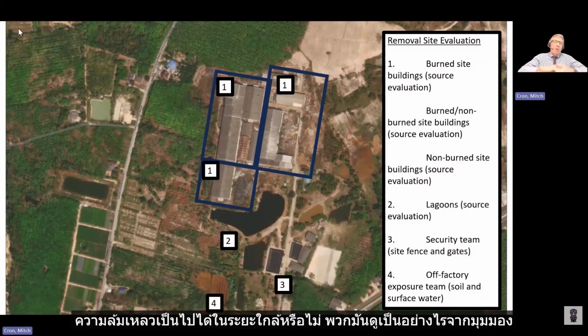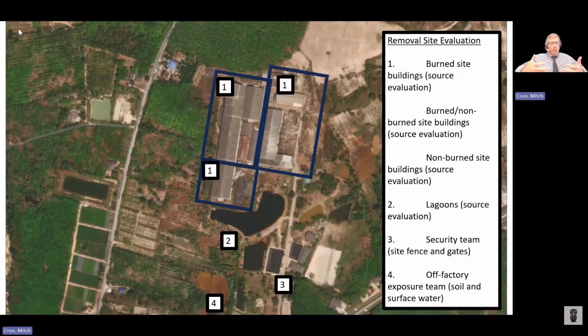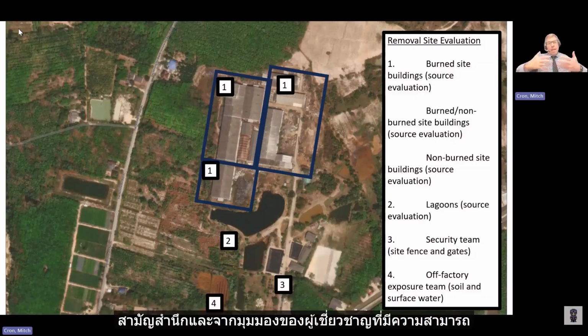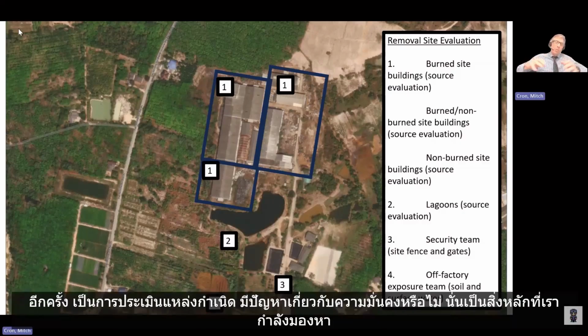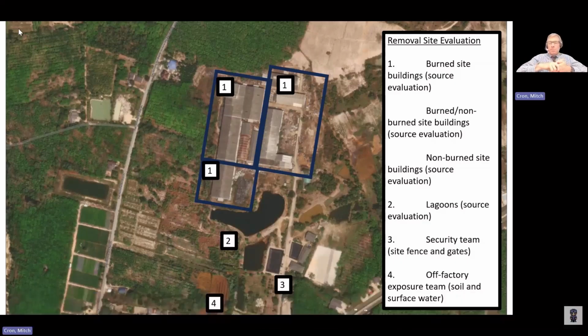How do they look from, A, a common sense perspective, and B, from the perspective of a competent professional with some background in civil engineering or geotechnical engineering? That's like wish list kind of stuff. So group 2 would be inspecting the lagoons. Once again, as a source evaluation. Are there problems with stability? Is the primary thing we're looking at there.